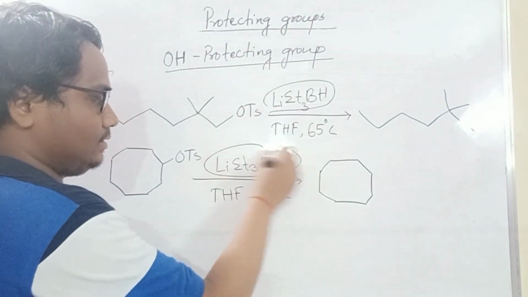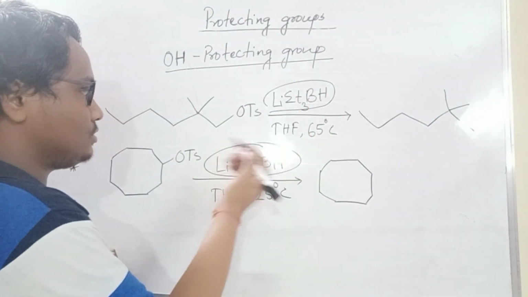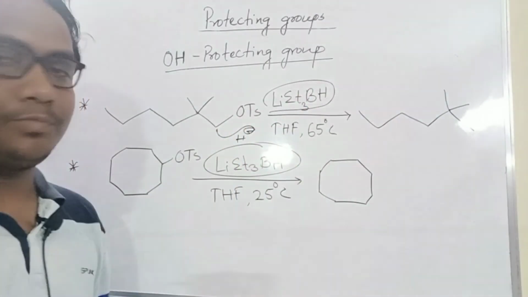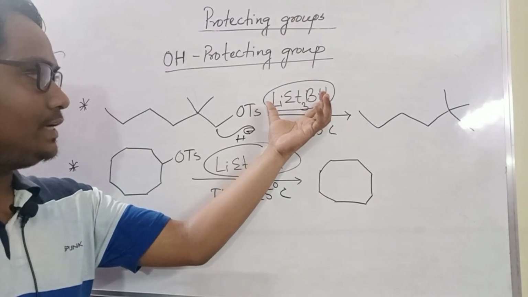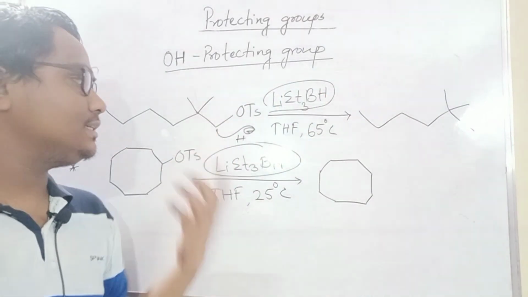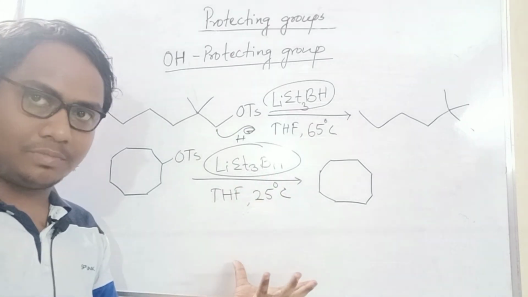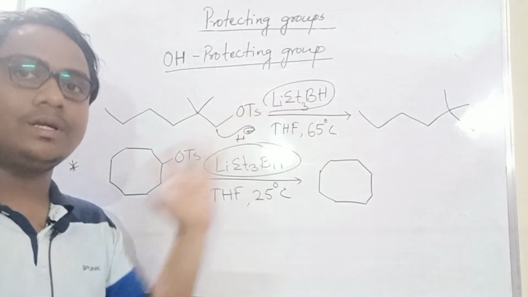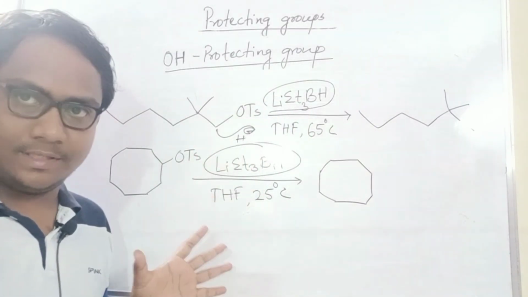Lithium triethylborohydride is one source for reducing this. You have to understand this. Remember both examples: this reduction reagent functions to remove this group. These are two important examples. They are common in some books and in some NET exams I saw. That's why I put them there. You have to remember these things. Okay.